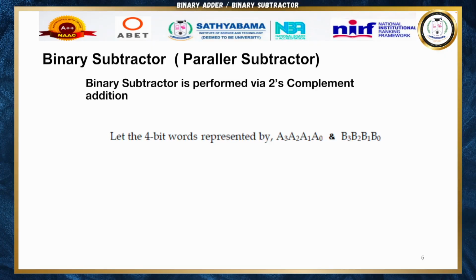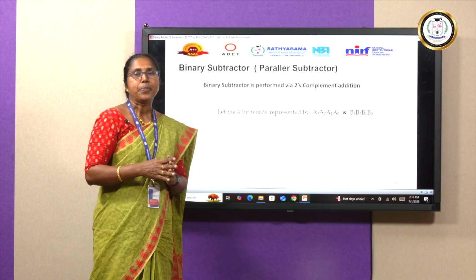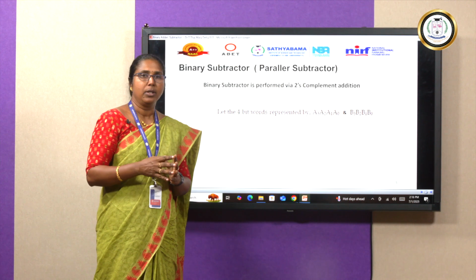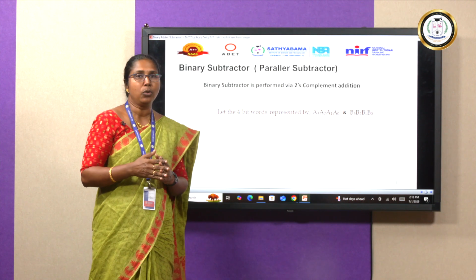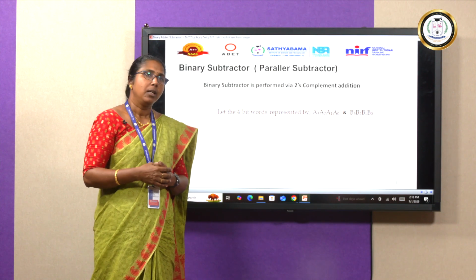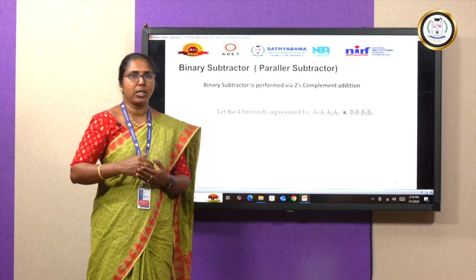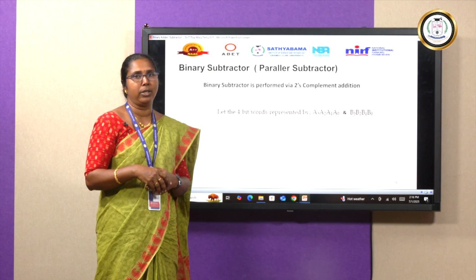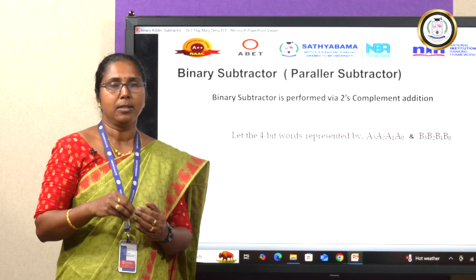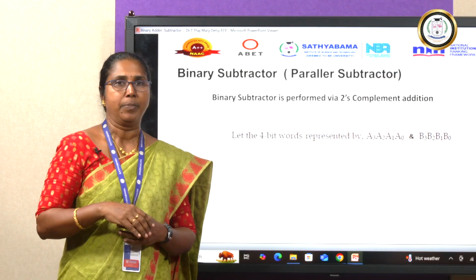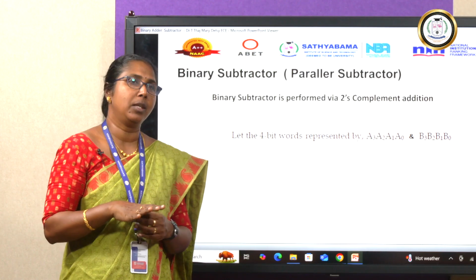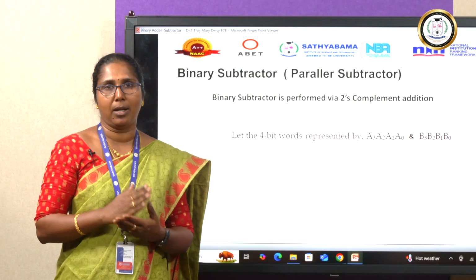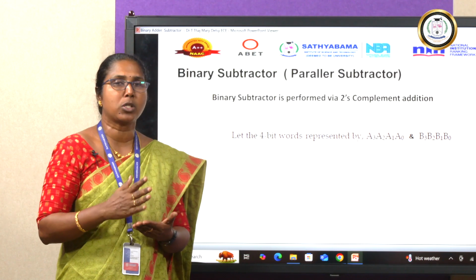Now, the same circuit can be modified to perform binary subtraction, which we call a binary subtractor. Normally, as we all know, binary subtraction can be carried out through addition also, because the addition rule is much easier to follow than the subtraction rule. We may get confused with the subtraction rule. So, we perform binary subtraction via binary addition. For that, we use the procedure called the 2's complement addition method, that is, binary subtraction using the 2's complement method.